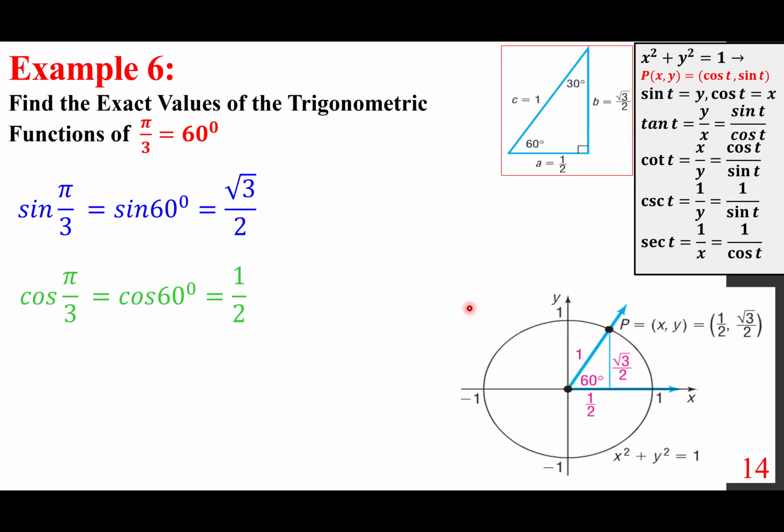So we have those two, we can find the rest of it. What is tangent? Sine over cosine. So if I divide this one by this one, the denominators are 2 and they cancel each other, I get square root of 3. The rest of it are reciprocals.